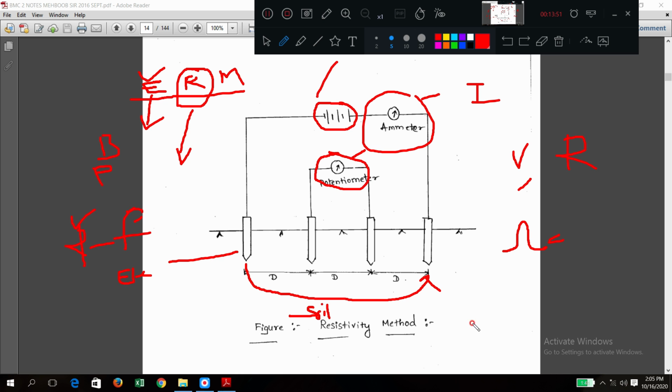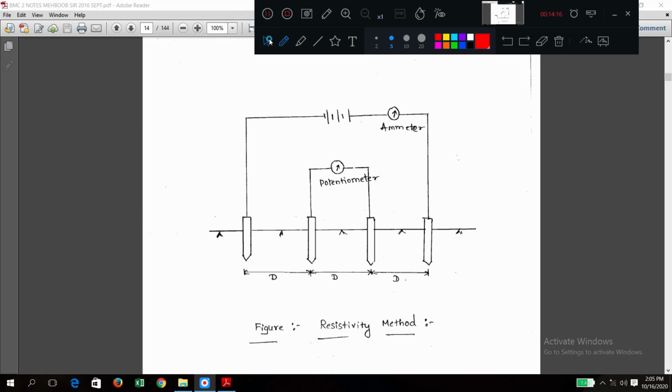Now at the end, what are you finally finding? Resistance, and resistance is correlated to engineering property. That's all. The main theme of this experiment is to find out the resistance of the soil to current passing, and later on it is correlated to its engineering property. That is nothing but our site exploration. That's all. Okay, so we'll go to the next one.